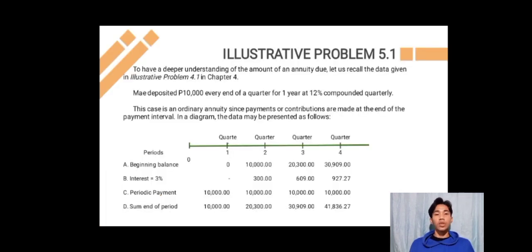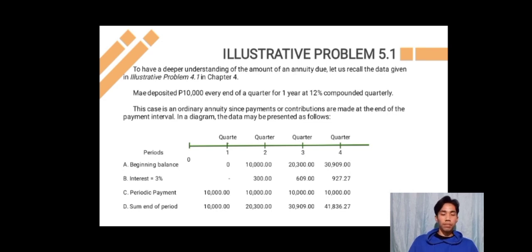So, to have a deeper understanding of the amount of annuity due, let us recall the data given in illustrative problem 4.1 in chapter 4. So, May deposited 10,000 every end of quarter for 1 year at 12% compounded quarterly. So, this is an ordinary annuity since payments or contributions are made at the end of the payment interval. In a diagram, the data may be presented as follows.